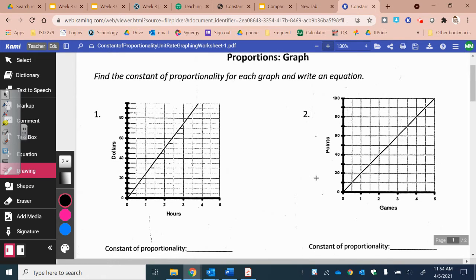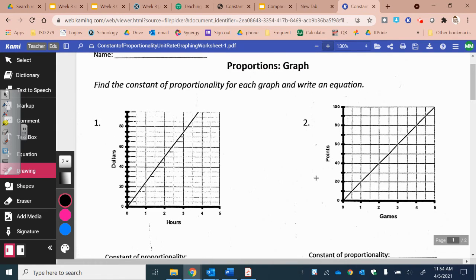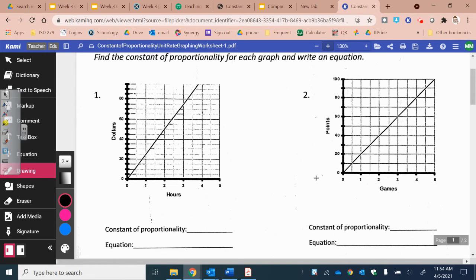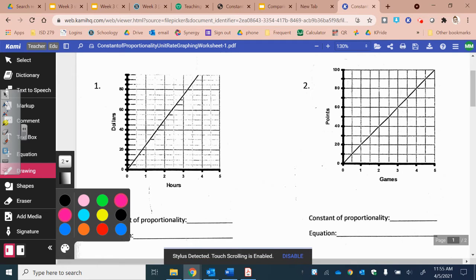I'm going to do one example for you, and I'm going to just start with the first one. So in this worksheet, it says, find the constant of proportionality for each graph and write an equation. So for number one here, we need to find the constant of proportionality and write an equation. So I'm going to look for a point on this graph that comes out to being what I call a nice number, something that crosses at a corner or is easily read on the graph.